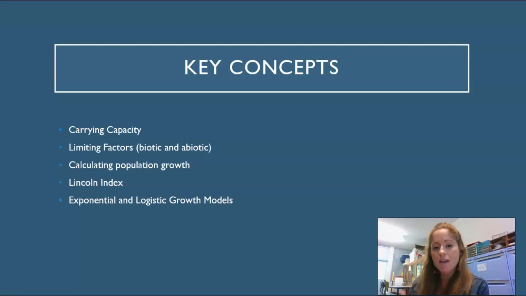So our main concepts that we're going to talk about here are carrying capacity and limiting factors. You should be able to calculate population growth by the end of this. You should also be able to use the Lincoln Index, and then be able to determine growth models using exponential and logistic growth models.